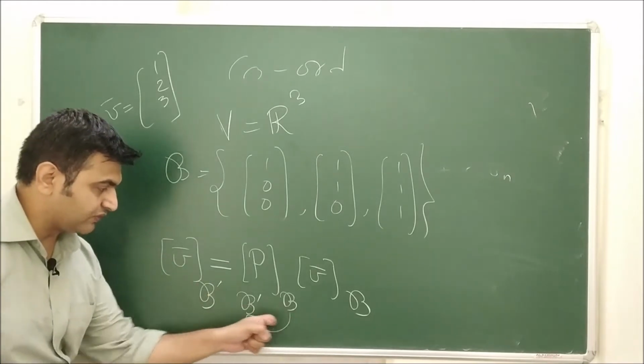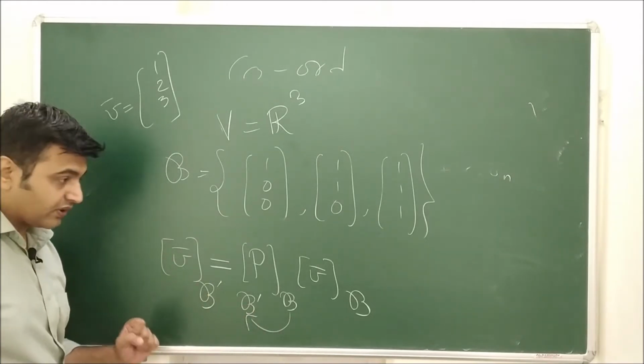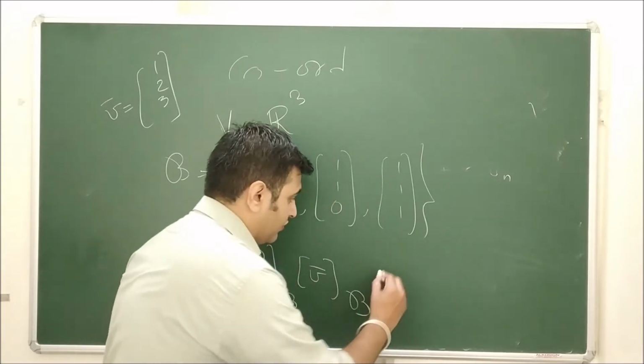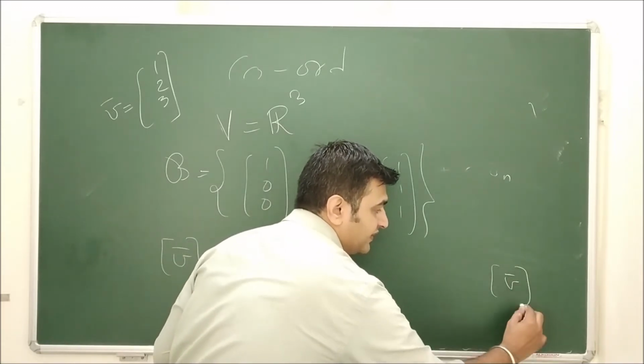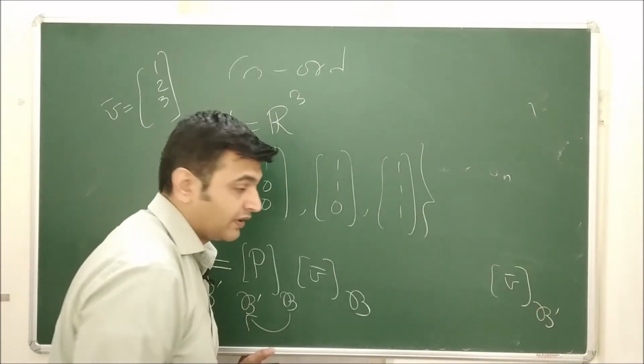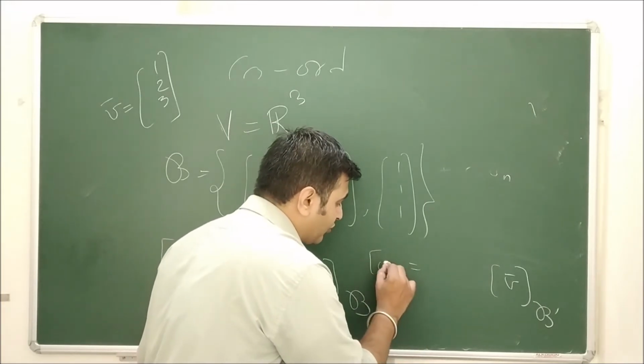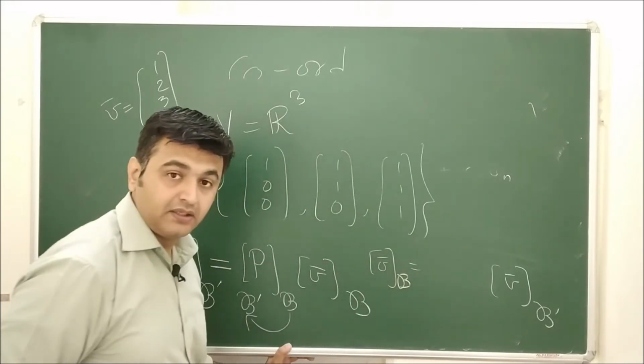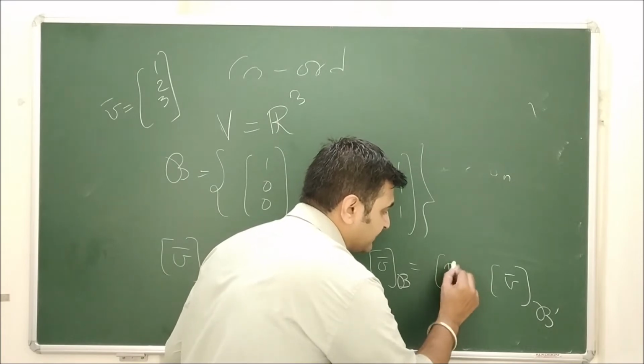And that's why this has a notation. Okay, suppose you have the coordinate vector of v with respect to B prime, and you want to find the coordinate vector of v with respect to B. Then what will be the change of basis matrix?